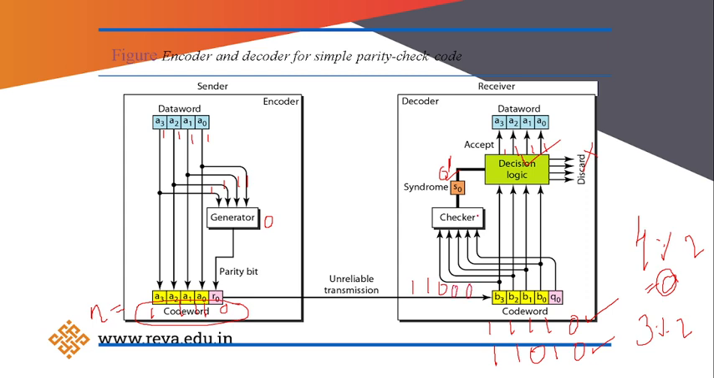Now you see what happens. The checker will add all the bits, that is 1 plus 1 plus 0 plus 0 plus 0, which is nothing but 2. Then it will do 2 mod 2. Then you will get 0. Then if the syndrome bit is 0, what happens? The function will think that it is a correct code word. Then it will extract the data word from that, which is nothing but 1100. But actually the data word is what? 1111.